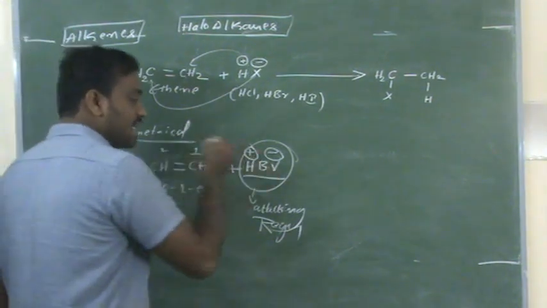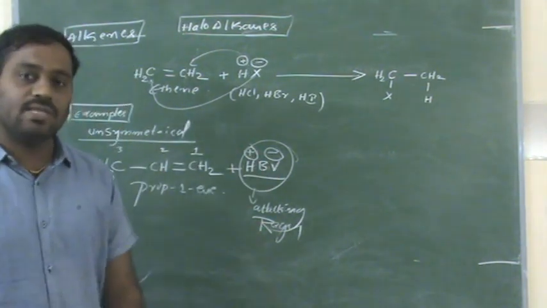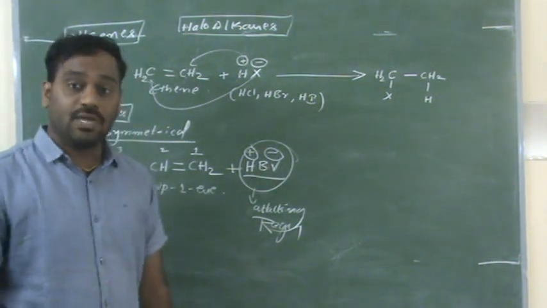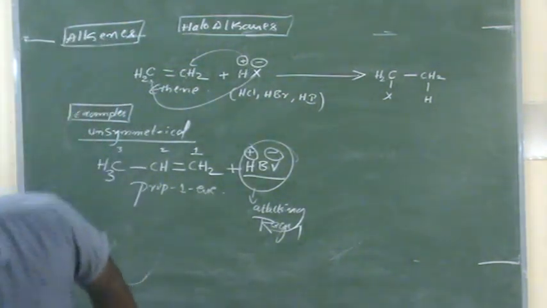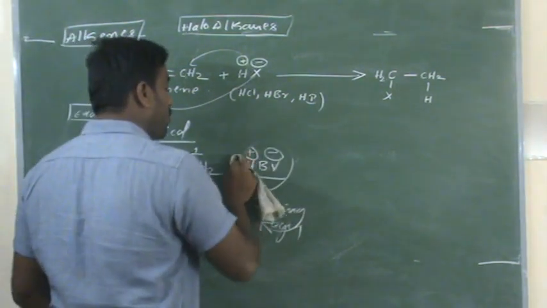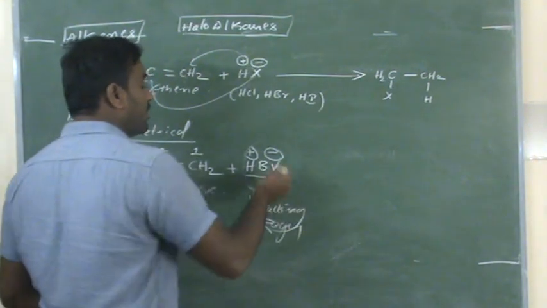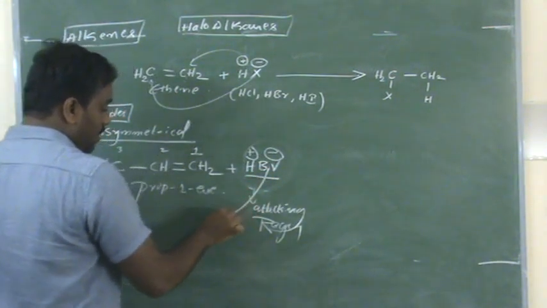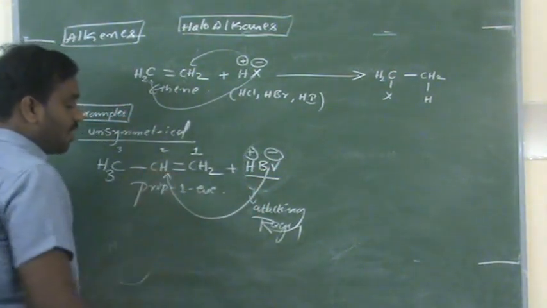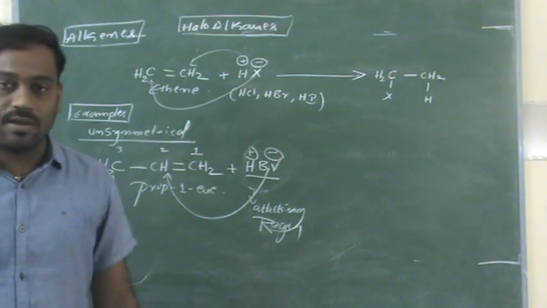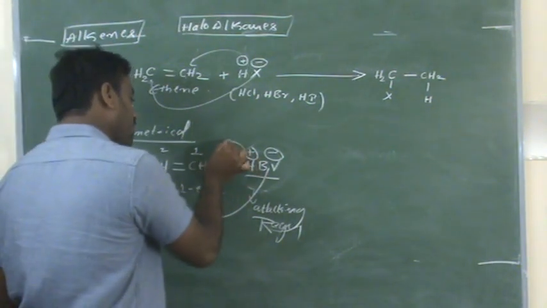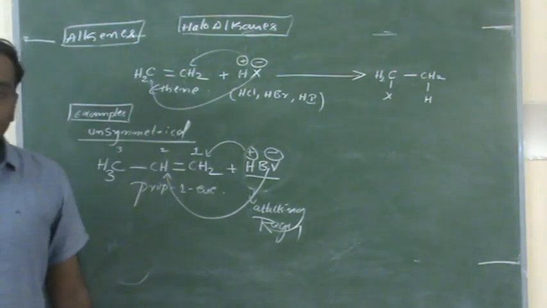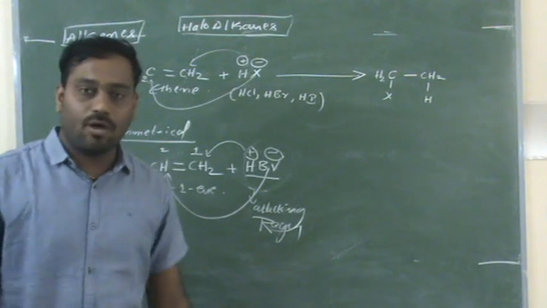So this is the attacking reagent, no? In that attacking reagent, which is the negative part? Br minus is the negative part. That Br minus will go and attack where the less number of hydrogen is present. And what is the positive part? H plus is going to attack the more number of hydrogen containing carbon atom. This is called the Markovnikov rule.